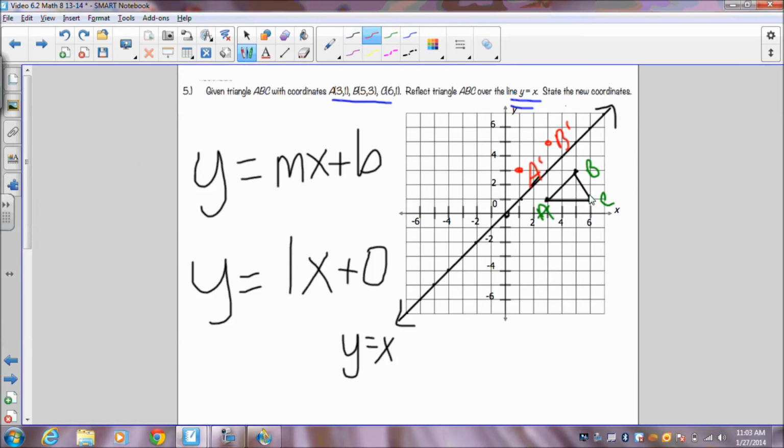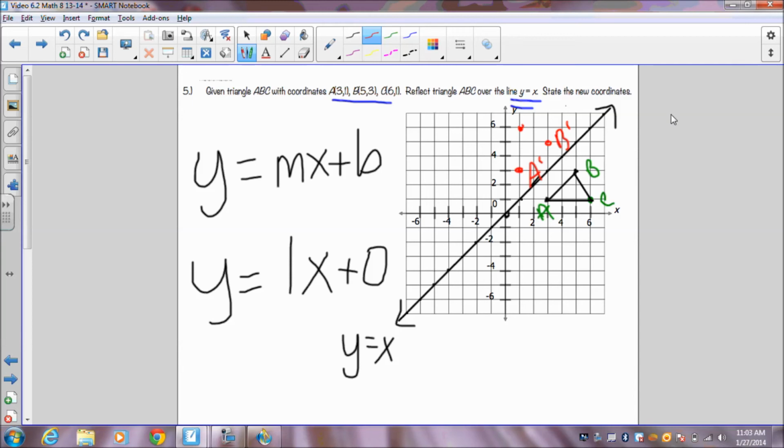Here's my C value. I can either go up to get to my line, or I can go left to get to my line, but it's a different number this time. So to get to my line, I can go up 1, 2, 3, 4, 5, or I could go left 1, 2, 3, 4, 5. If I choose to go up 5, 1, 2, 3, 4, 5, then I have to go left 5, 1, 2, 3, 4, 5. If I choose to go left 5, 1, 2, 3, 4, 5, then I have to go up 5. So 1, 2, 3, 4, 5.